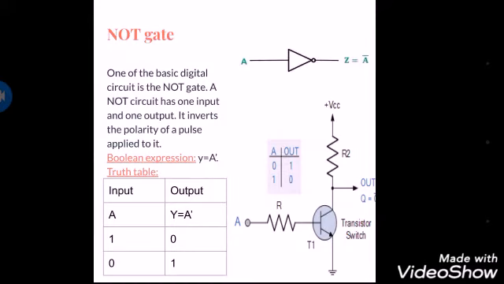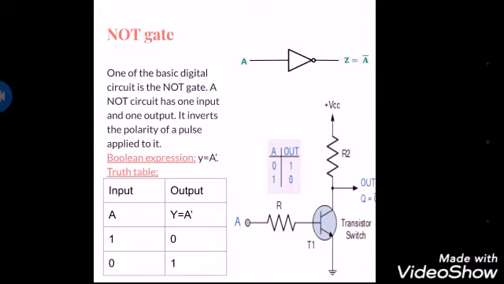The NOT gate is one of the basic digital logic gates. A NOT circuit has one input and one output. It works by inverting the polarity of a pulse applied to it. The Boolean expression of the NOT gate is y equals a bar, or a dash. Here the dash or bar represents the negation.